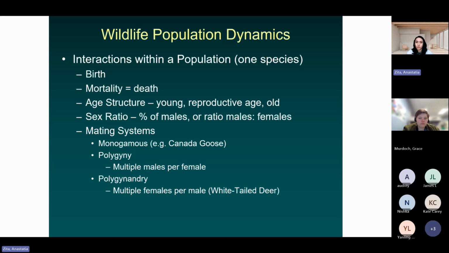Mating systems can also play a crucial role in population dynamics, with monogamous species like Canadian geese having a single male and female pair bonding to produce offspring. Polygynous species have multiple females mating with a single male, while polygynandrous species, like white-tailed deer, have multiple males and females mating with multiple partners. I always get this word wrong. With this, wildlife managers can develop effective strategies for managing and conserving wildlife populations.